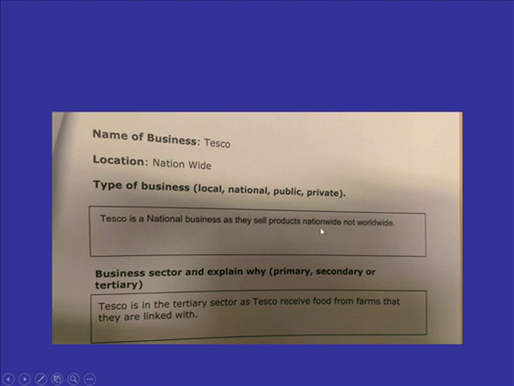Okay, but what about local? Could you not just say, as they sell products nationwide, not locally? I'm not sure why you've compared it to worldwide. You've not explained what nationwide means. You've also left out public and private. You've not said whether it's a public business or a private business.